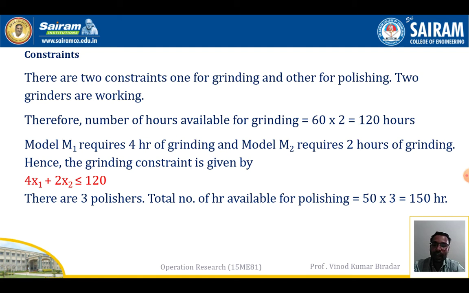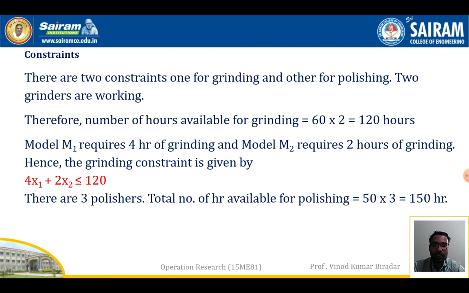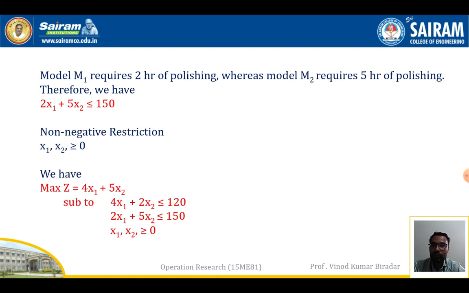Similarly, they have 3 polishers. The total number of available polishing hours is 50 into 3, which is 150 hours. Just multiply what is given in the question: 3 polishers, each working 50 hours per week. So 50 into 3 gives 150. So the second constraint is 2x1 plus 5x2 less than or equal to 150.